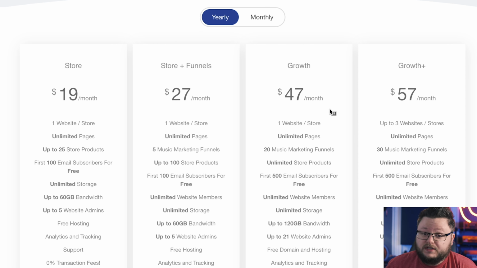The reason why I chose these four is because I think they cover like 99% of different artists. So for example, some artists just need a store with a small amount of products. With the store plan, you get a website, you get a store, you get unlimited pages, 25 products, your first 100 email subscribers for free. So MusicFunnels also includes email marketing. You can have up to 100 email subscribers for free in this plan, and anything after that, there's pricing below so you can see exactly how much it costs.